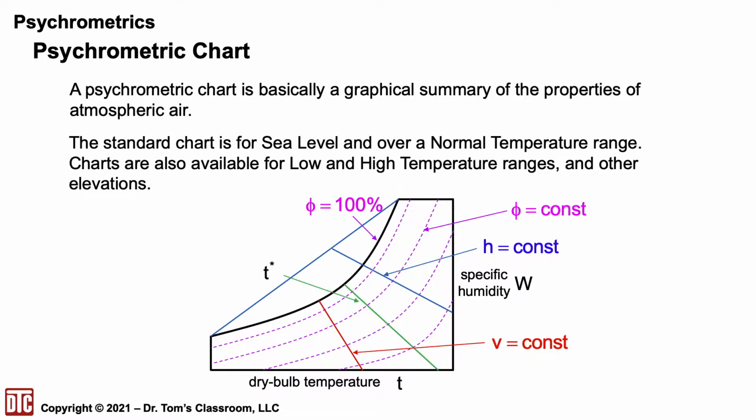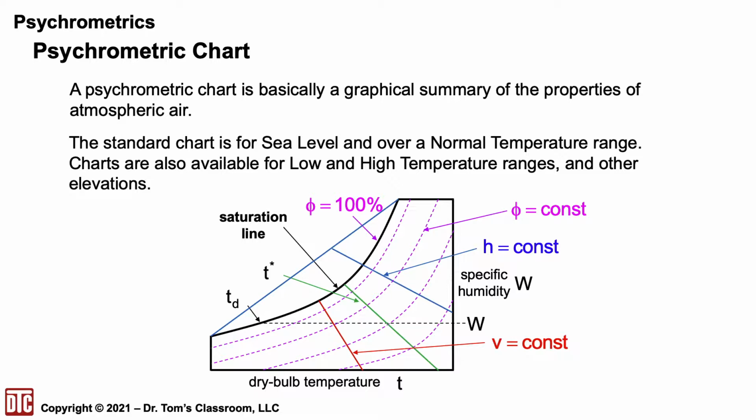And then we'll have lines of constant wet bulb. And those may be a little hard to see because they're going to be very, very close to parallel to the lines of constant enthalpy. So a line of constant wet bulb is roughly a line of constant enthalpy. So you can keep that in mind. We have the saturation line, that's the far left-hand side.